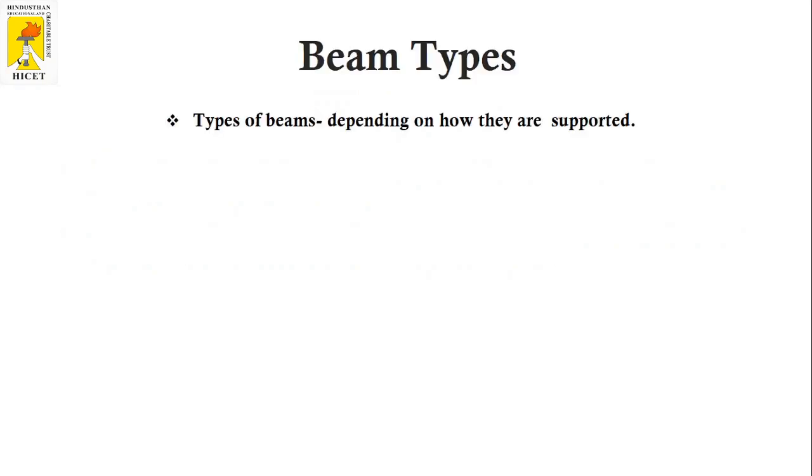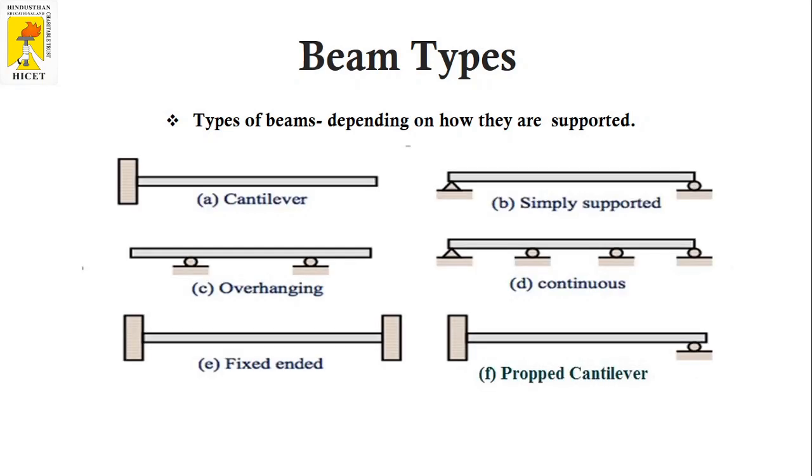Beam types: types of beams depending on how they are supported. So here we have the various types of beams with different types of supports. First, we can see the cantilever beam with one end fixed, the other end is free. The second one is simply supported beam with both ends simply supported.